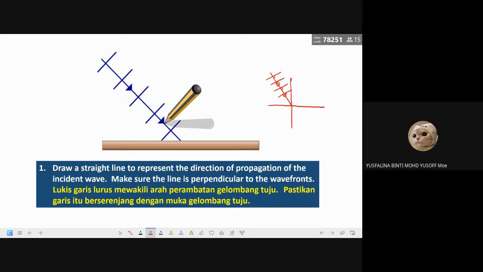Teacher, is it okay if I don't use a dotted line and use a straight line like this? Yes, that also works. It doesn't matter as long as it's a normal line, which must be 90 degrees.